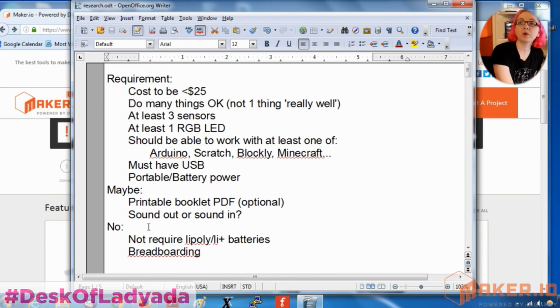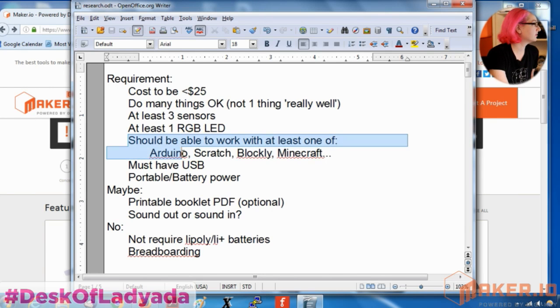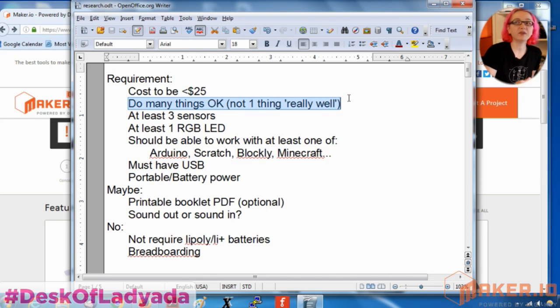So, we didn't want to make it breadboardable. But we did like having alligator clips. And we want to make sure that there's some sort of audio input or output. I want it to be able to work with at least one of Arduino, Scratch, Blockly, Minecraft as a possible pairing of the technology. I wanted to have at least 3 sensors. I was okay with some of the things being mediocre. It doesn't have to be the highest quality temperature sensor, the highest quality audiophile microphone. It just has to be good enough for the kind of projects that students would be doing in school.